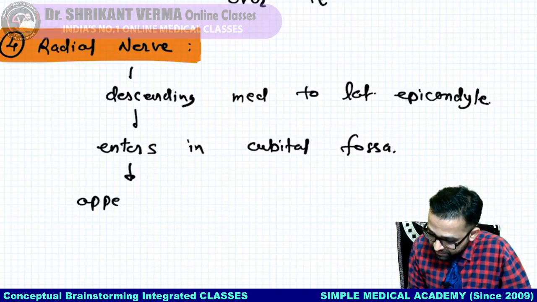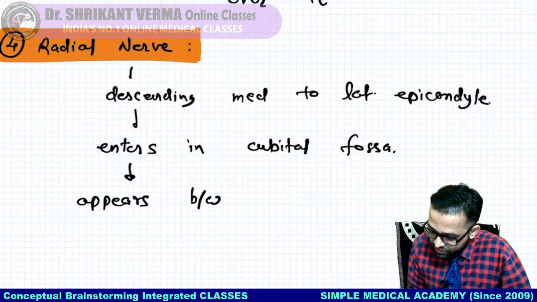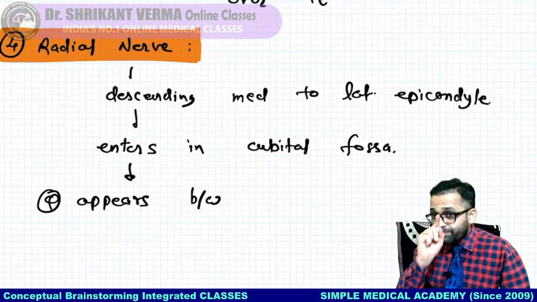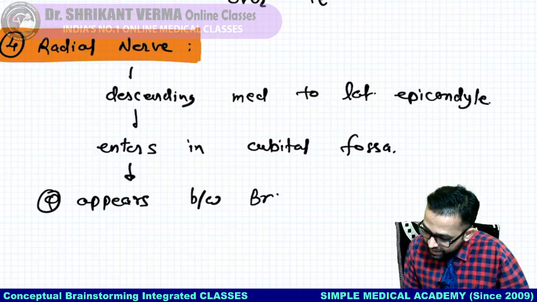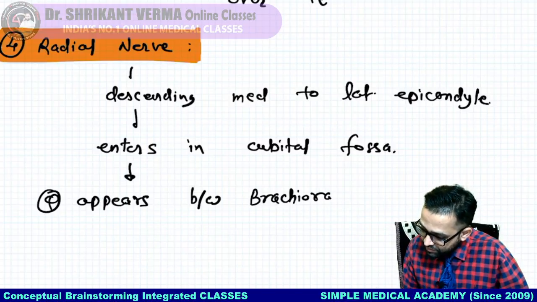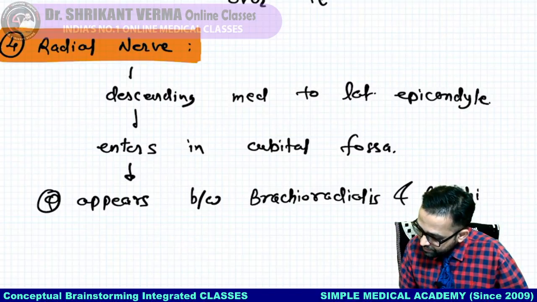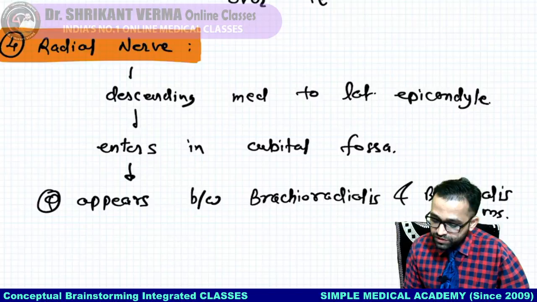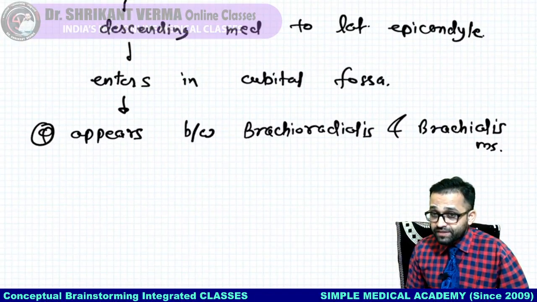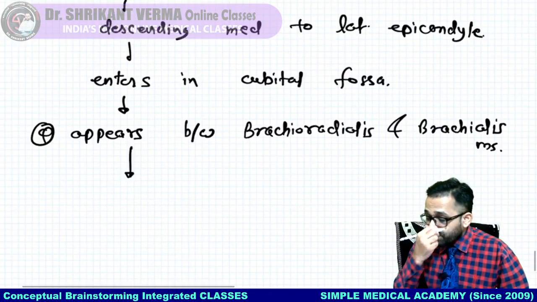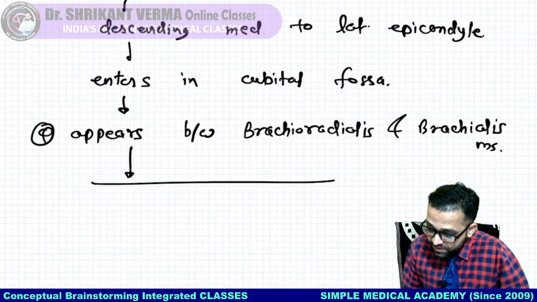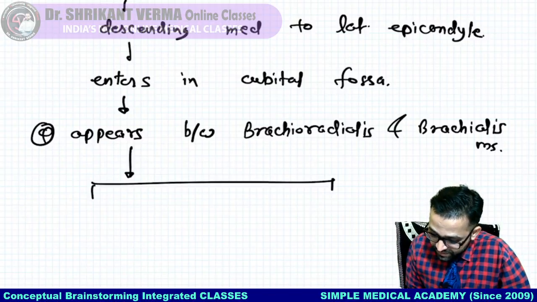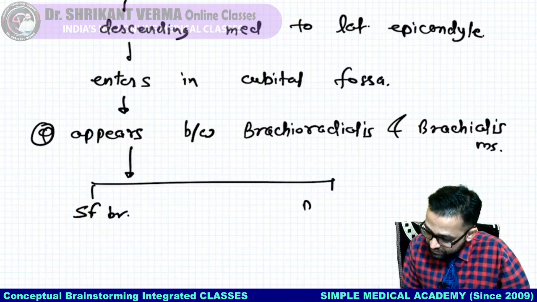Remember, it appears between, so this is an important question, it appears between the brachioradialis and brachialis muscle. So this is the question, how you can identify the radial nerve. Now come down. When you are coming down, then you will see it is dividing into two branches. Yes, superficial branch and the deep branch.